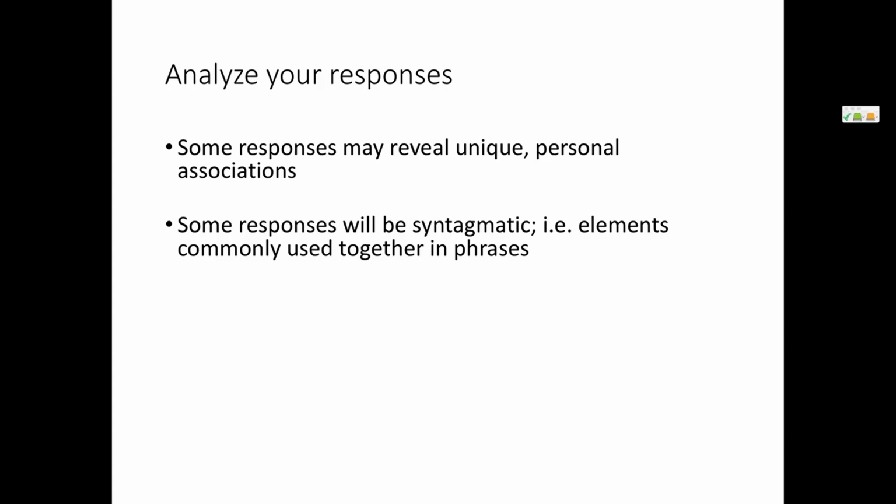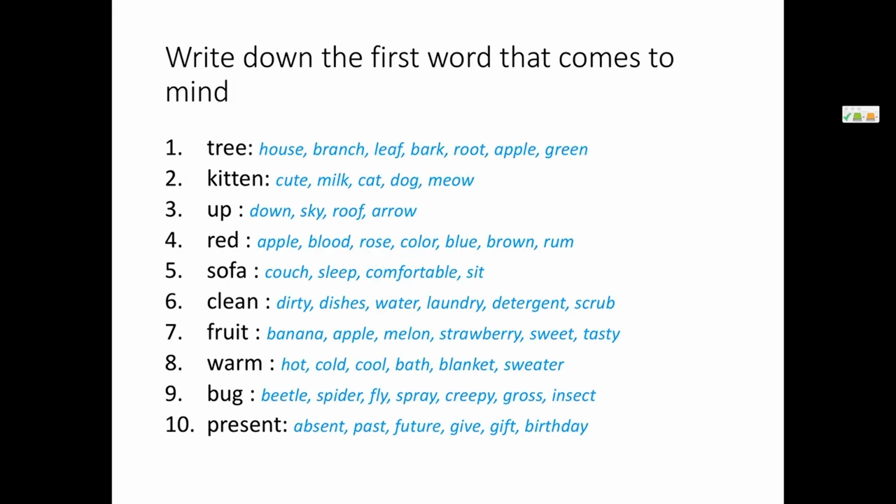So some responses are unique, personal associations, and others will be syntagmatics, that is, things that are frequently used together, such as, for instance, apple tree, okay, or red, blood red, or red, it's a color. Sofa, sit on the sofa, sit on the couch. To clean, that's if it's the verb. Okay, scrub. Fruit. What's the first fruit? What fruit do you like is probably the one you're going to come up with. And present, well, birthday usually, or gift. A present is a gift.